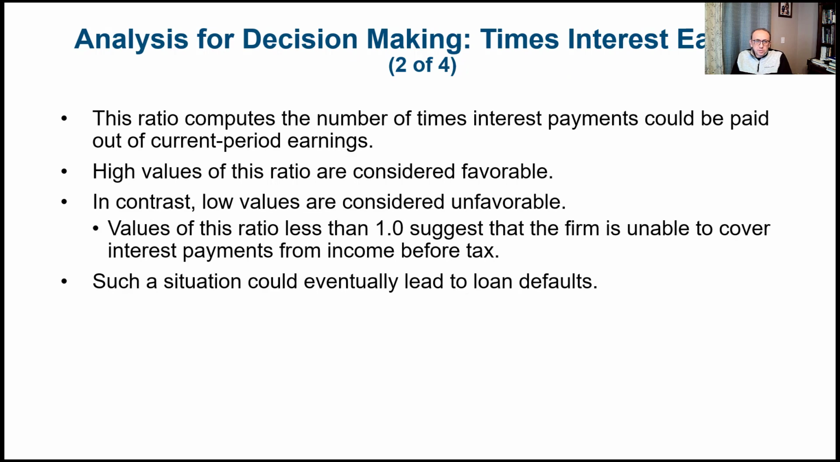So the ratio computes the number of times interest payments could be paid out of current period earnings. High values of this ratio are considered very favorable. In contrast, low values are considered unfavorable. Values of this ratio less than 1 suggest that the firm is unable to cover interest payments from income before taxes, which is a dangerous situation. Such a situation could eventually lead to a loan default.